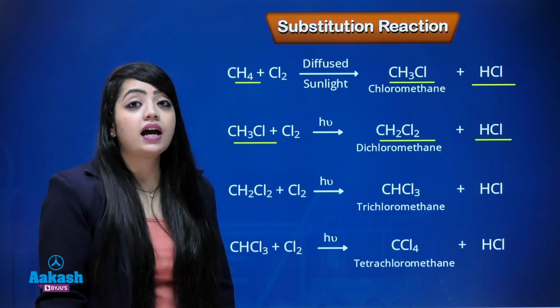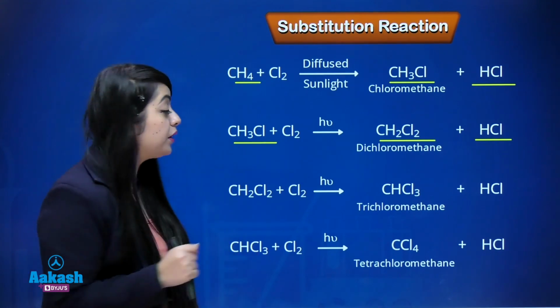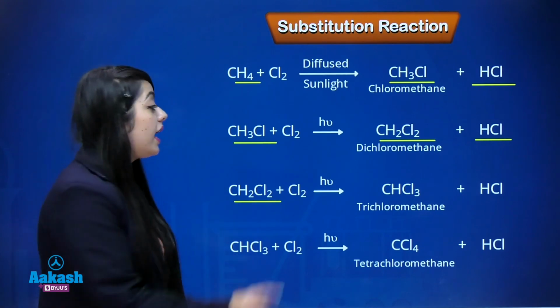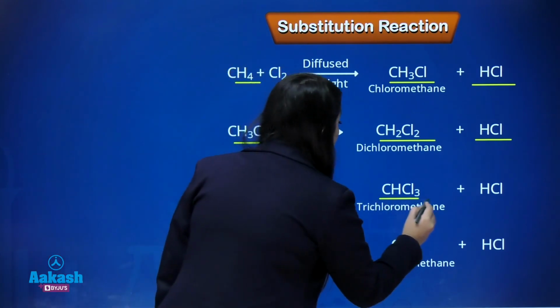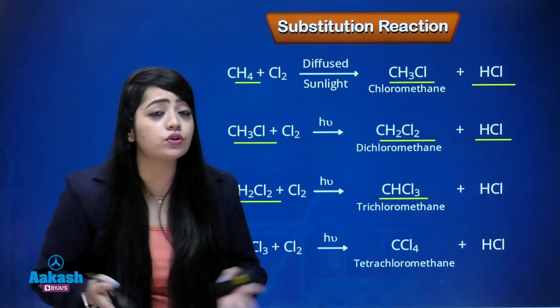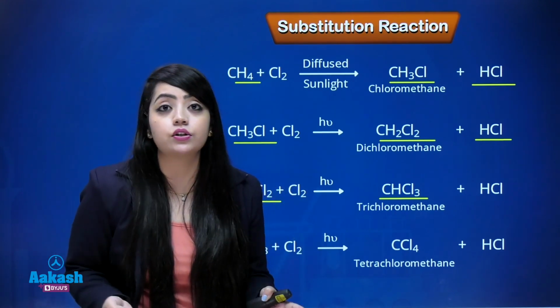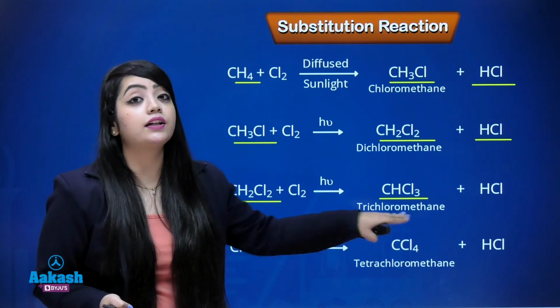Next, can you see that one more hydrogen has been substituted from this dichloromethane, right? And if I substitute one more hydrogen with the chlorine, how many hydrogen will be left? Only 1 hydrogen atom will be left, right, students? So this is called trichloromethane.